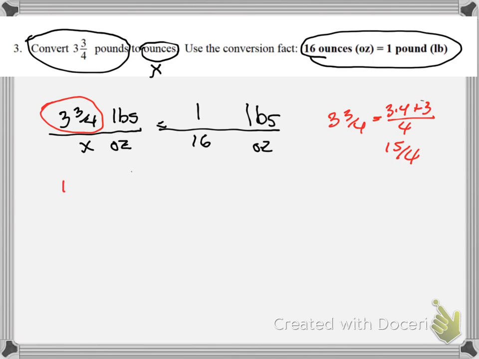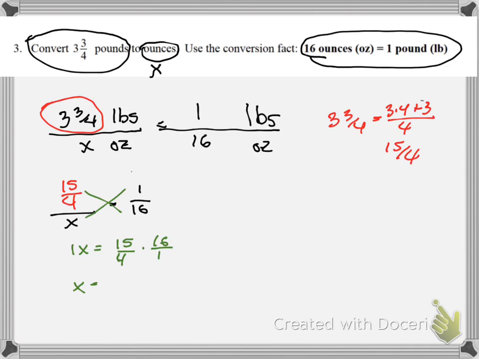Okay, so we're going to have 15/4 divided by x is equal to 1 over 16. So just like always, we can cross multiply. We have 1x is equal to 15 over 4 times 16. And if you want, you can write it as 16 over 1. It's totally up to you. Okay, you can multiply first if you'd like.